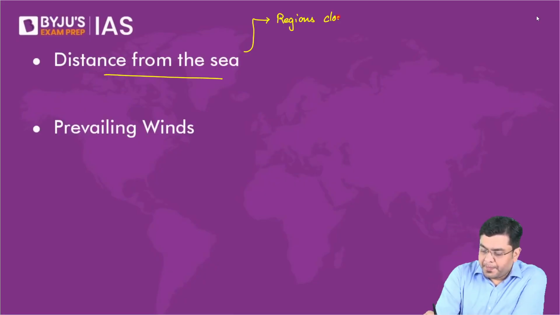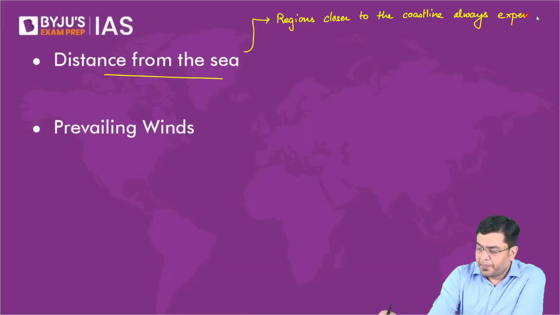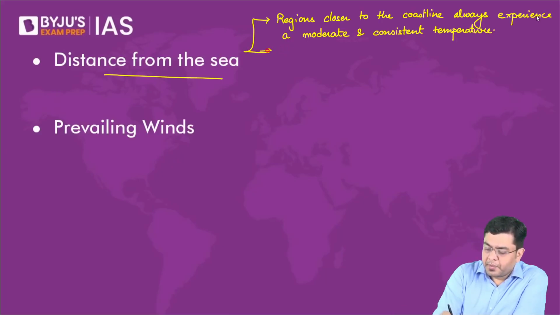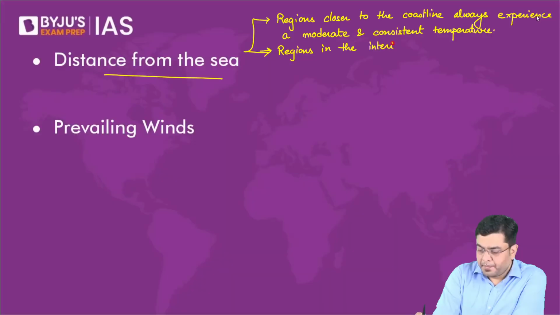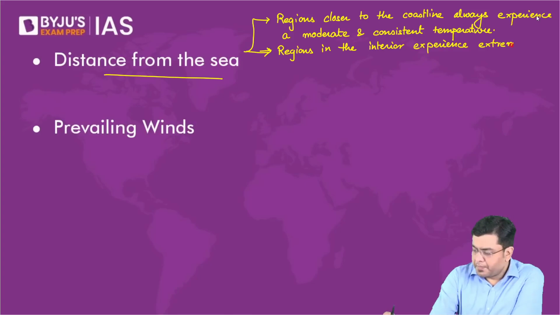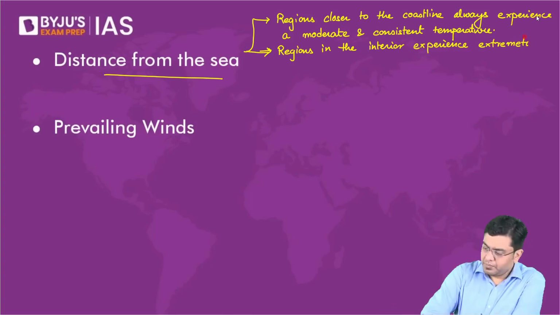Regions closer to the coastline always experience a moderate and consistent temperature, whereas regions in the interior experience extreme temperature variations.